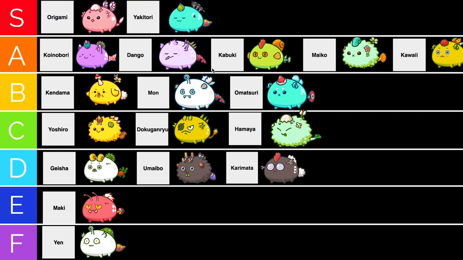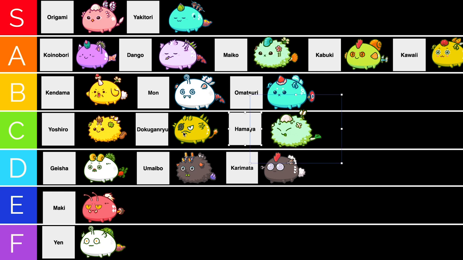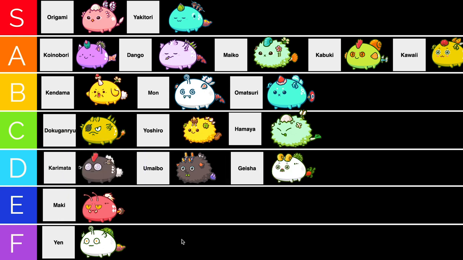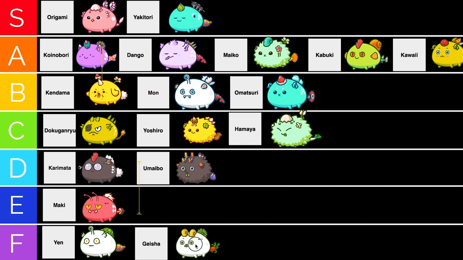I like Maiko better than kabuki. In that order. Dokuganryu and Yoishiro. And switch geisha and karimata. And actually, I think we should move geisha down to F. I don't like that one very much. Ahead of yen or behind yen? Behind yen. It's the junkest one. So geisha got buffed from D all the way to F and back a yen. Okay. After seeing them all, I've decided that geisha is the junkest one. It's the ugliest one.